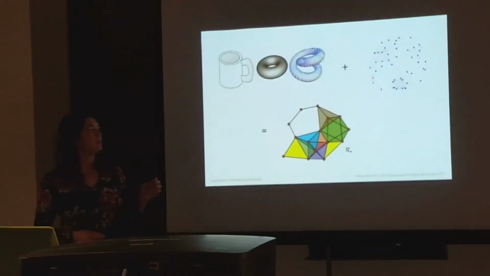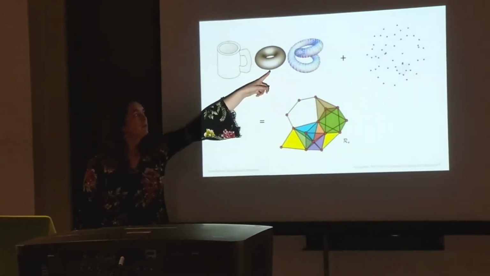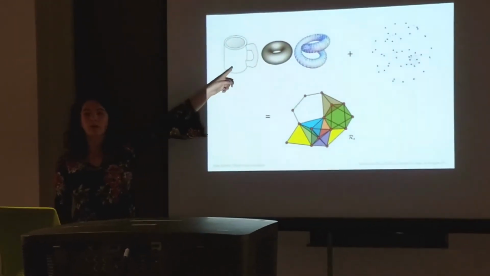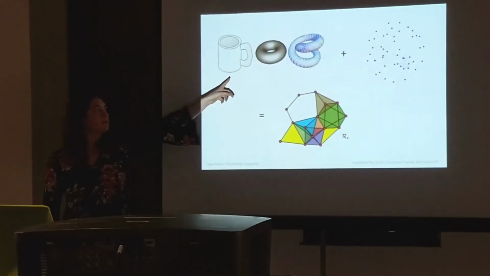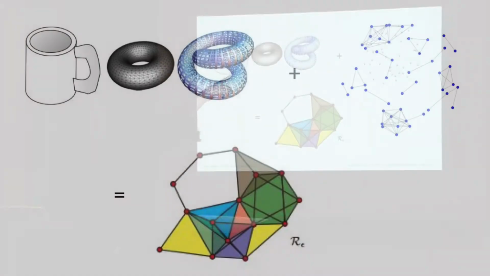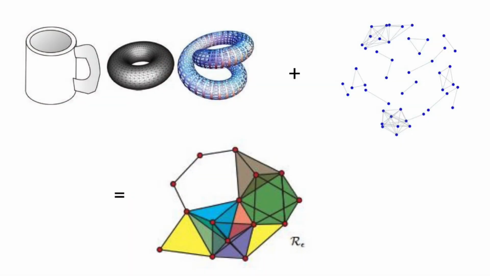This is an example of how all three of these objects are actually the same to a topologist, a mathematician that studies surfaces. And if we apply topological study to these networks, then we get these polygonal shapes that we can then do a different kind of quantitative analysis of.